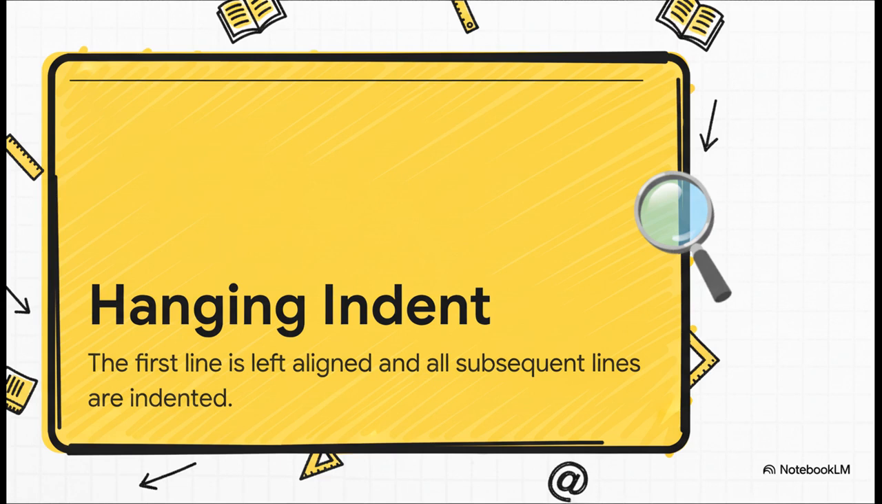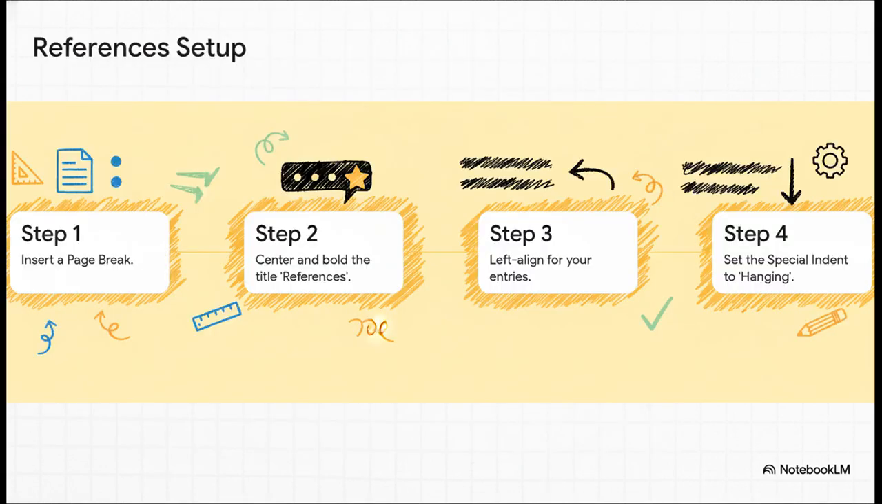You can think of it as the exact opposite of a normal paragraph. The first line of your citation is all the way to the left, but every line after that is indented. It just makes your long list of sources really easy for a reader to scan through. So here's how you set up the page.